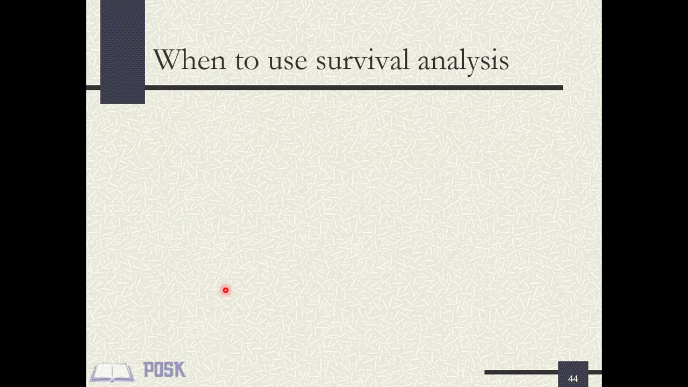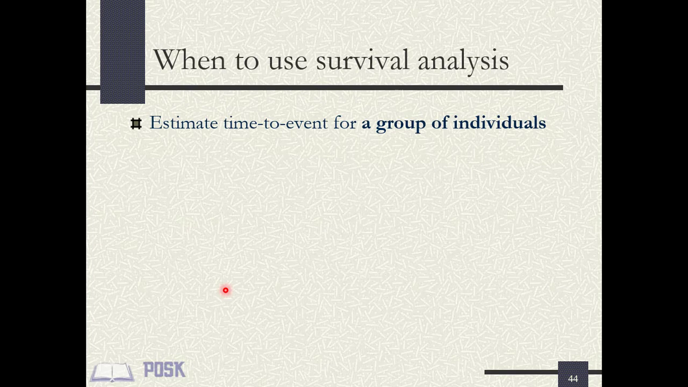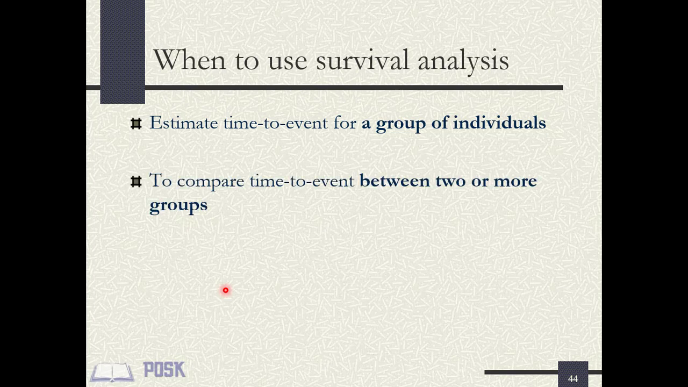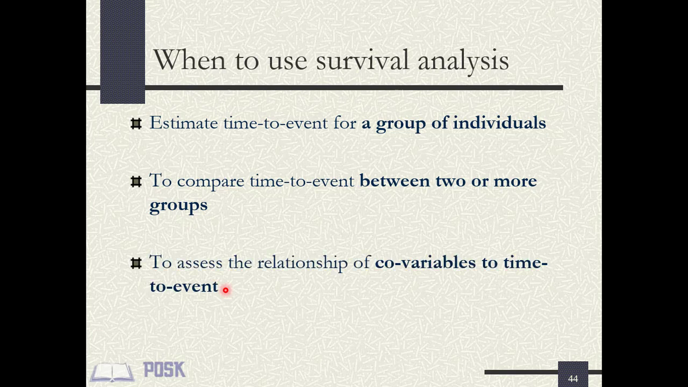When is it better to use survivor analysis instead of other methods of estimating factors that will affect outcome? The first of those instances is when the researcher wants to estimate time to event for a group of individuals. For example, you might want to estimate the time to death in a group of patients with cancer of the lung. On the other hand, you might also want to compare time to event between 2 or more groups. You might also want to compare, for example, survival time between lung cancer patients treated with surgery to those treated with a combination of surgery and chemotherapy.